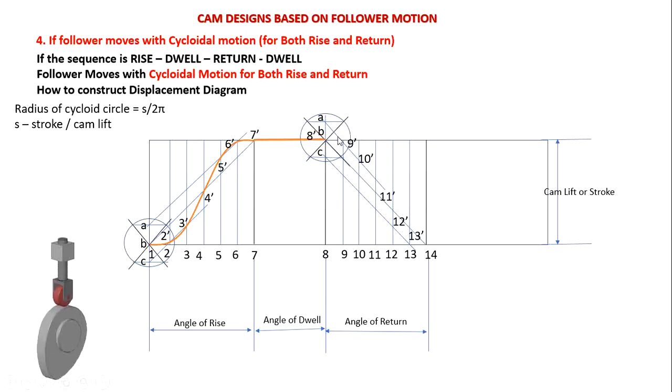In the same line we have two intersection points, one is here, second one is here. Same fashion we have to draw for return. So this is about the displacement diagram for cycloidal motion. Based on this displacement diagram only we can construct the cam profile. So any type of displacement we can construct the cam profile based on the displacement diagram, either it may follow simple harmonic motion or uniform acceleration or uniform velocity or cycloidal.